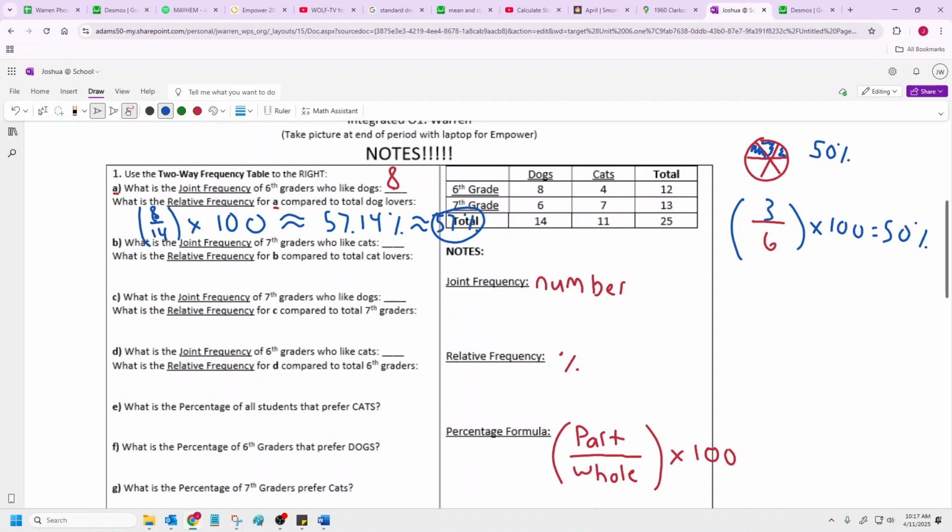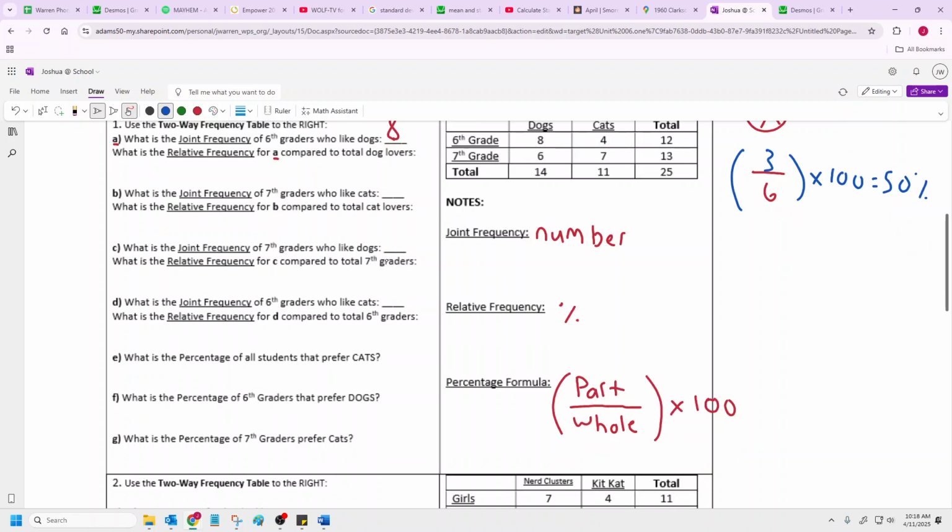I'm going to clear all this mess here. There's not tons of space. So then I'm going to work on B. If you need to see A again, rewind it. Here we go. We're going to go to B. Now, on B, I'm going to scroll down a bit. On B, it's asking me the joint frequency, the count between 7th graders who like cats. So find our shared information. We are sharing between cats and 7th graders.